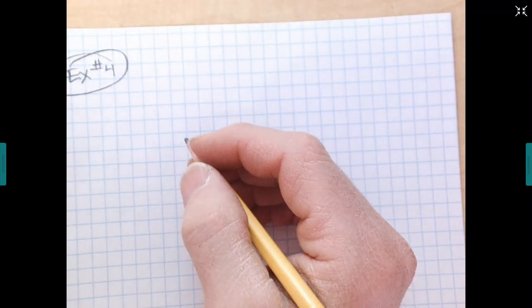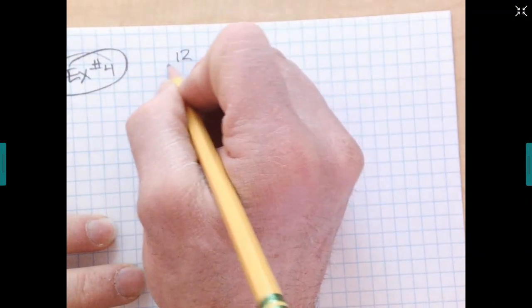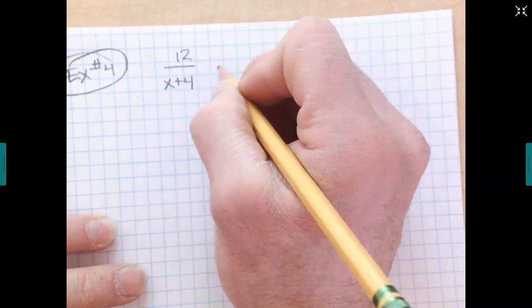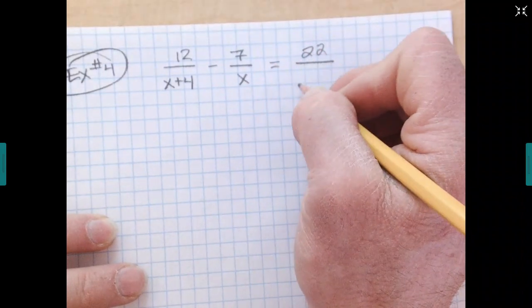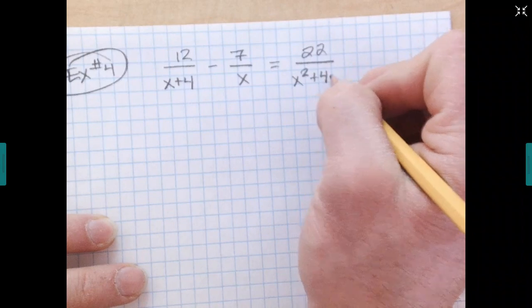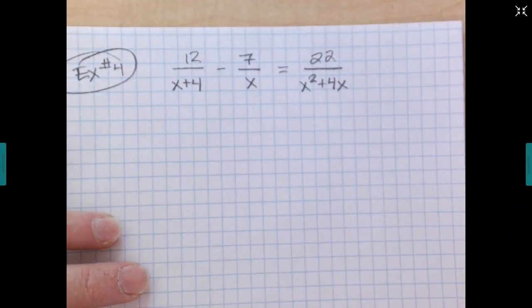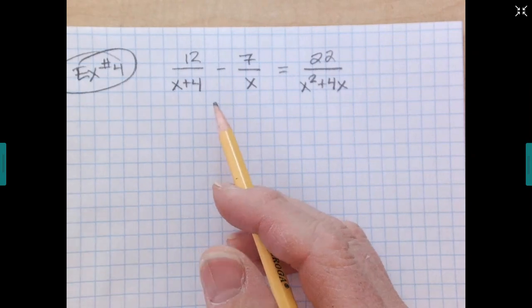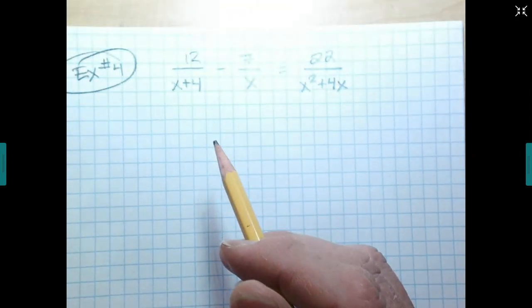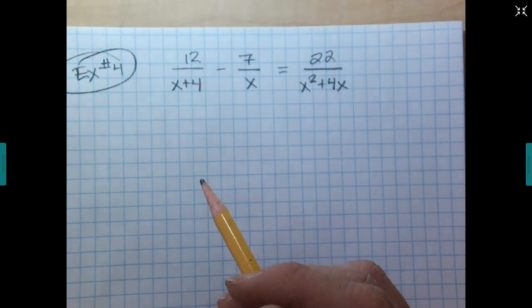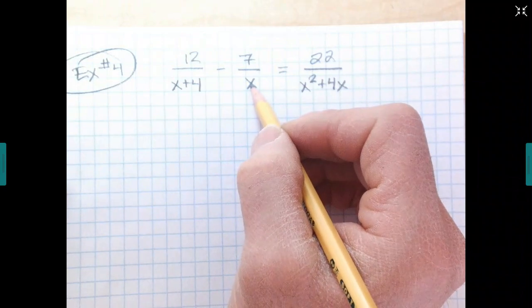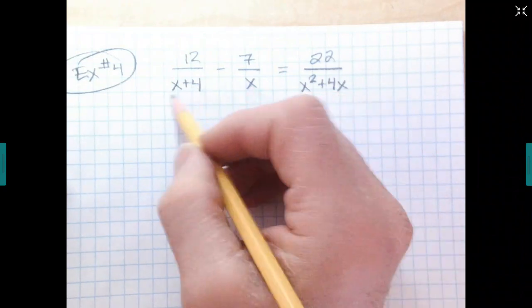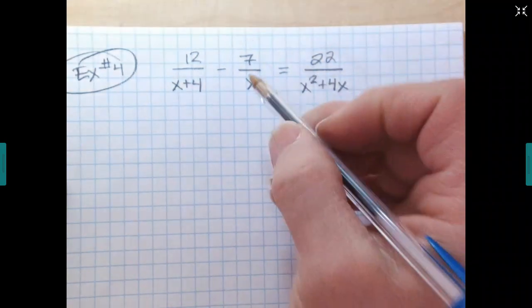And example number 4 is cool because we get a little bit of a shortcut in the end here. So check this out. I have 12 over x plus 4 minus 7 over x equals 22 over x squared plus 4x. So I've got a subtraction here. Will I help or hurt? All right. So this side, I have an x by itself here, x plus 4 here. So I'm going to have to multiply this side by an x and this side by an x plus 4.